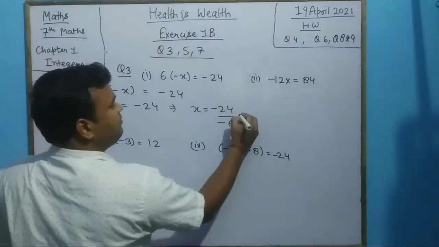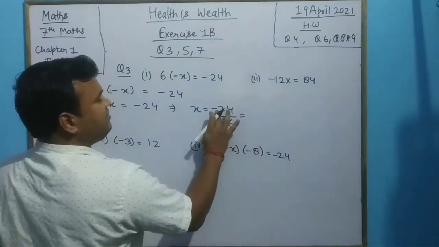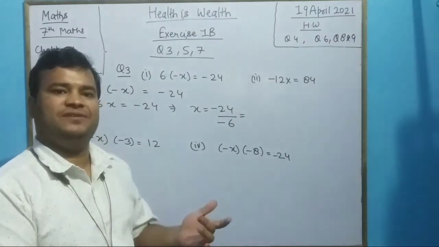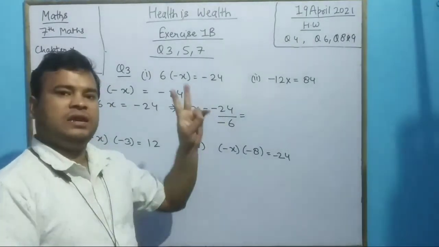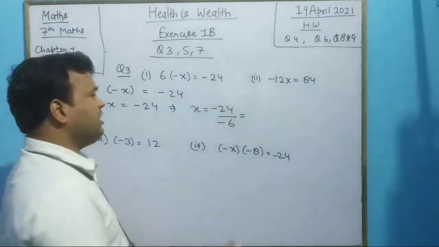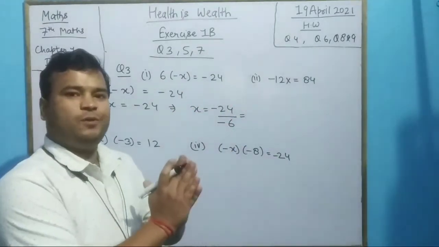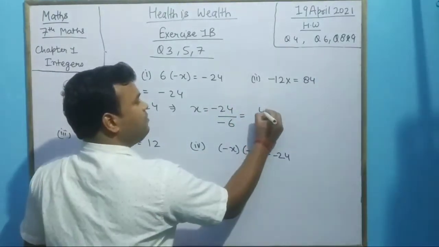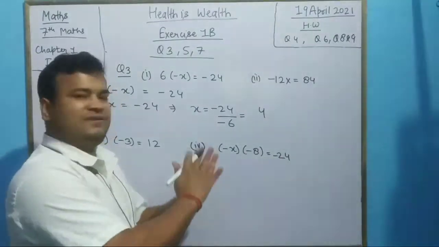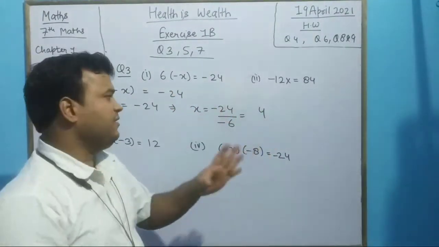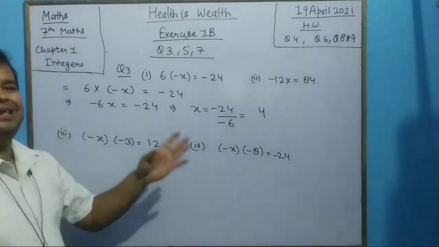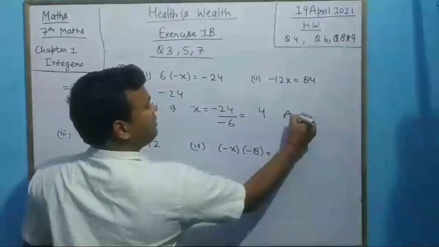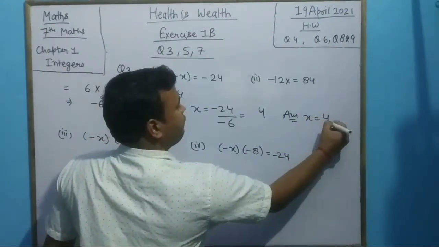Now let us solve it out. There are two minus signs, whether in multiplication or division. How many negative signs are there? There are two negative signs. Two is even, so the sign is positive. Again, divide 24 by 6. 6 fours are 24. There are two negative signs, so it will be positive. So the value of x is 4. We can write the final answer: x is equal to 4.